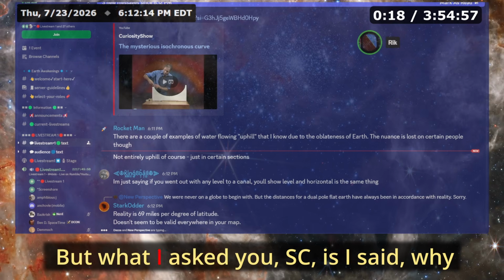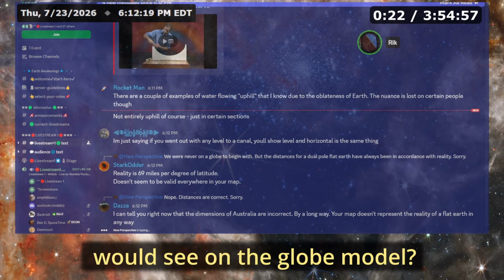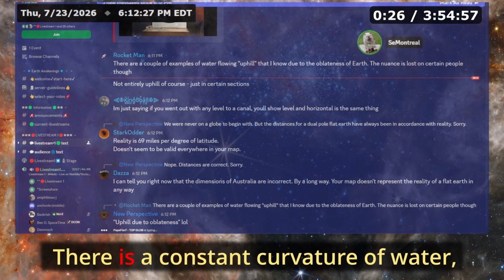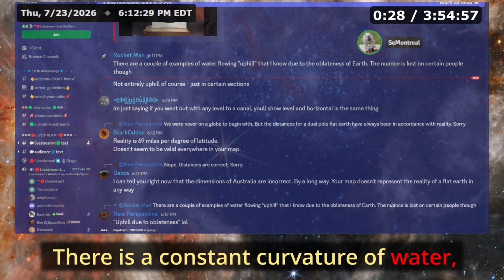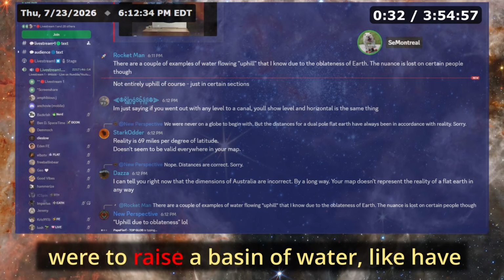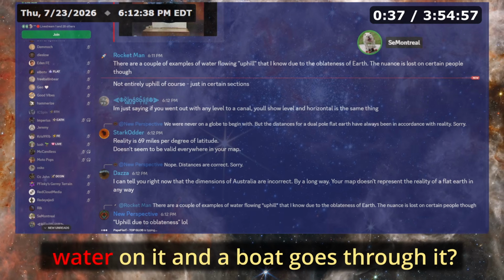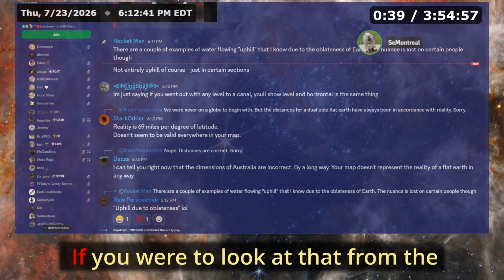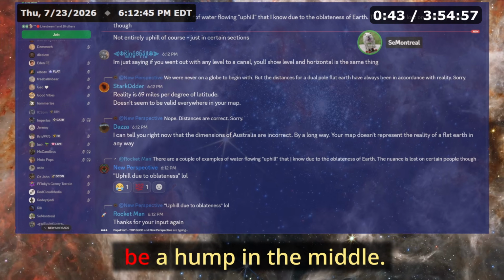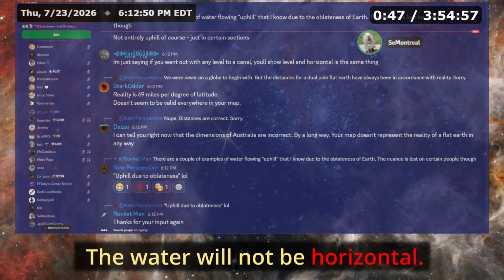I know you are. But what I asked you, SE, is why do you think that is what you would see on the globe model? Because that is what your model is. There is a constant curvature of water, which you said, right? So if you were to raise a basin of water, like have you ever seen those bridges that has water on it and a boat goes through it? If you were to look at that from the side, in your model, there would have to be a hump in the middle. The water will not be horizontal.